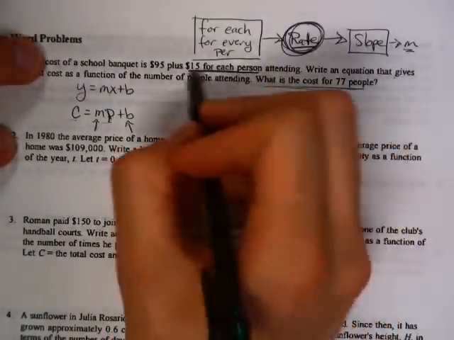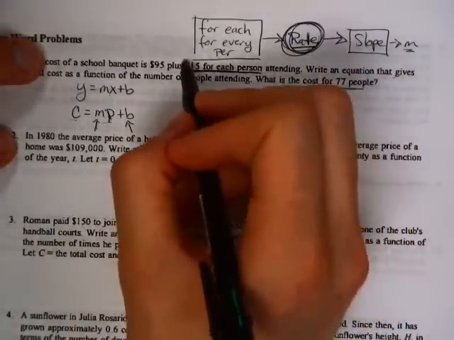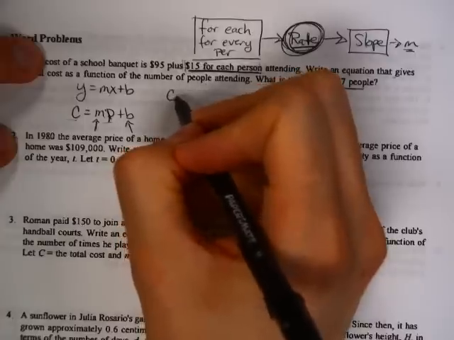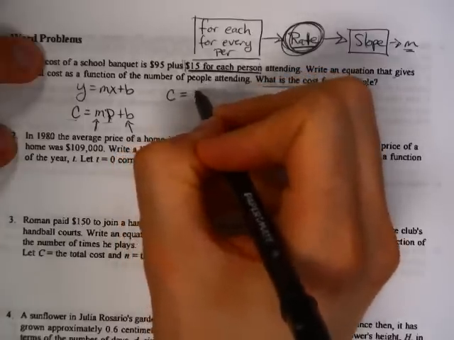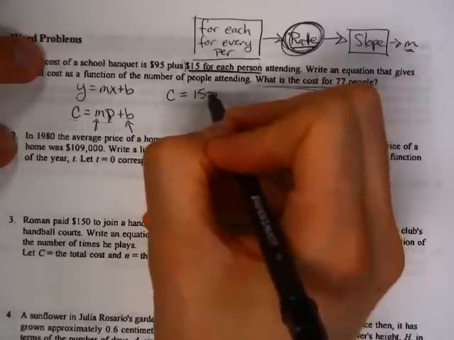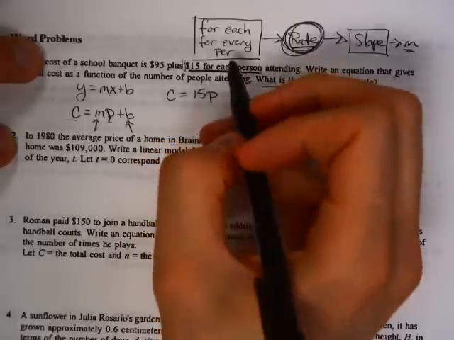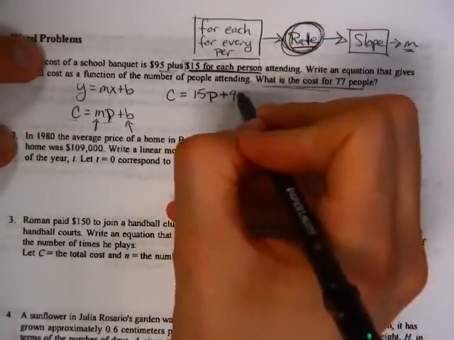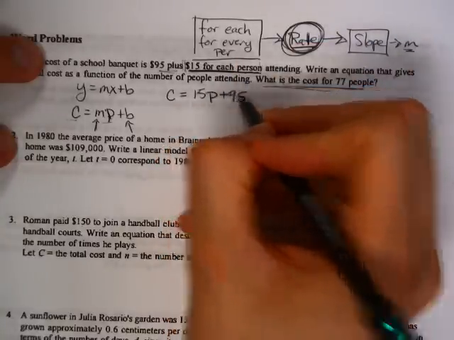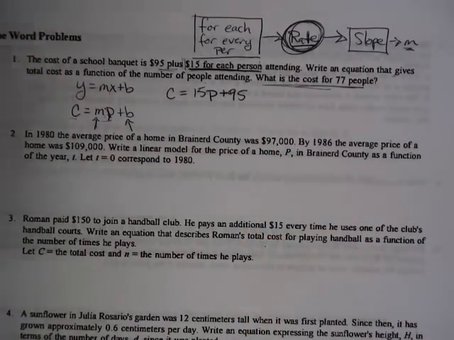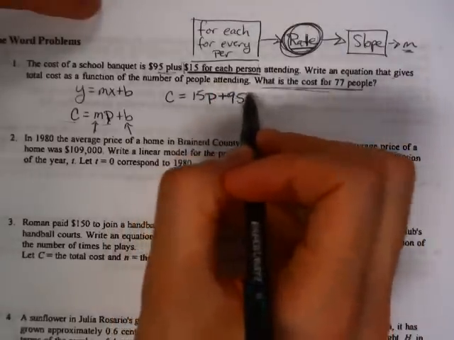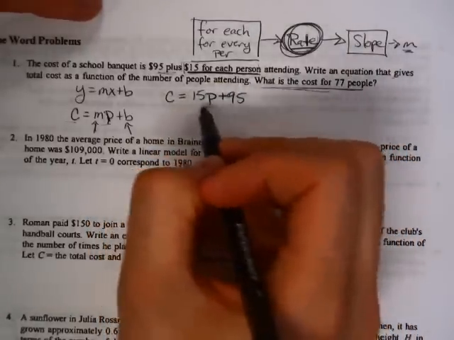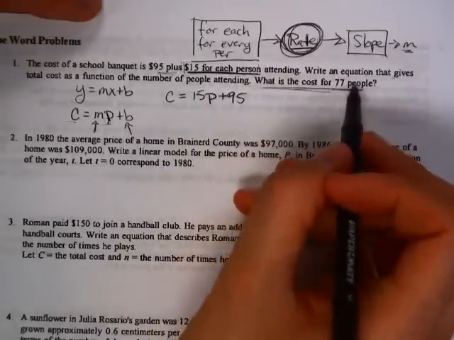Well, remember, we know our slope because it told us $15 for each person. So I'm going to say total cost is equal to $15 per person, so we're going to multiply by the number of people we got, plus $95, and that's kind of convenient because that is going to be our y-intercept. That's going to be our starting amount. Even if we had 0 people show up, we still got to pay that $95, which is kind of a downer. But now we need to find the total cost for 77 people.